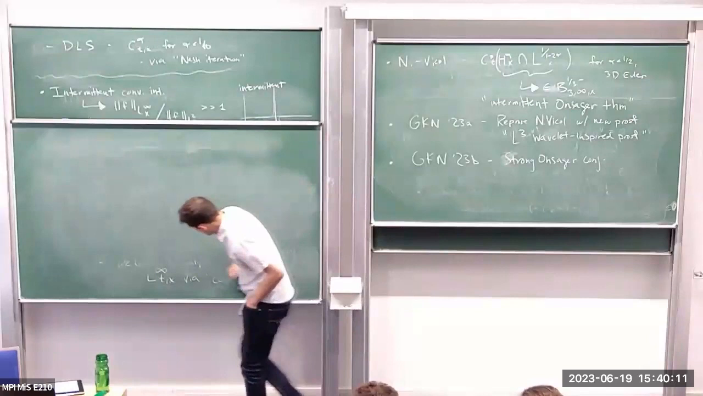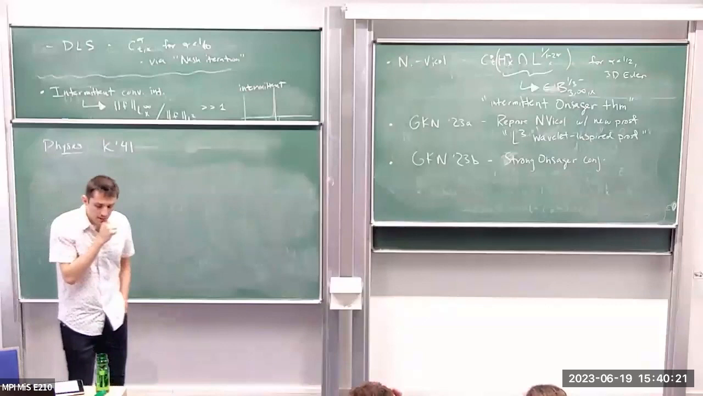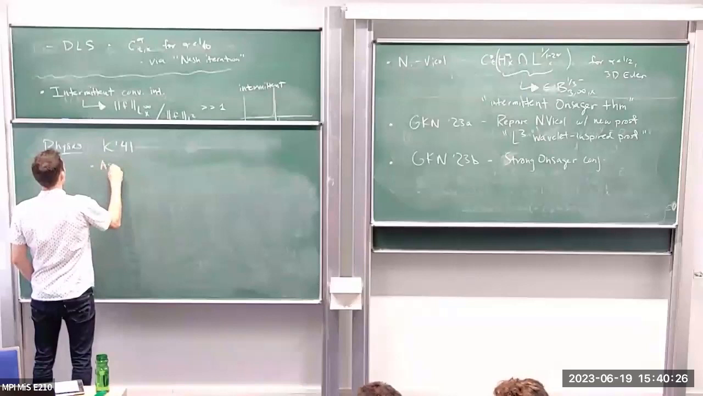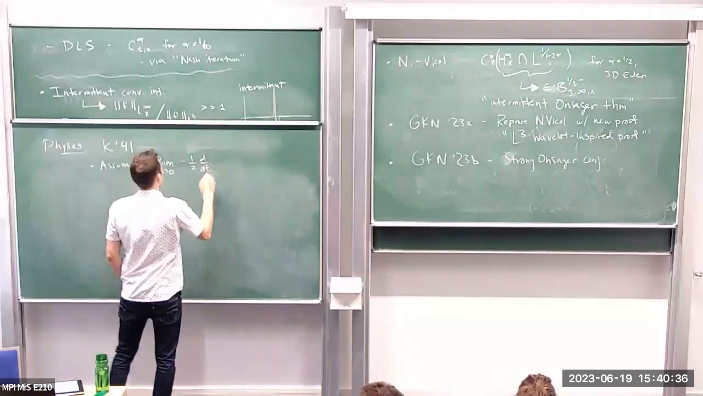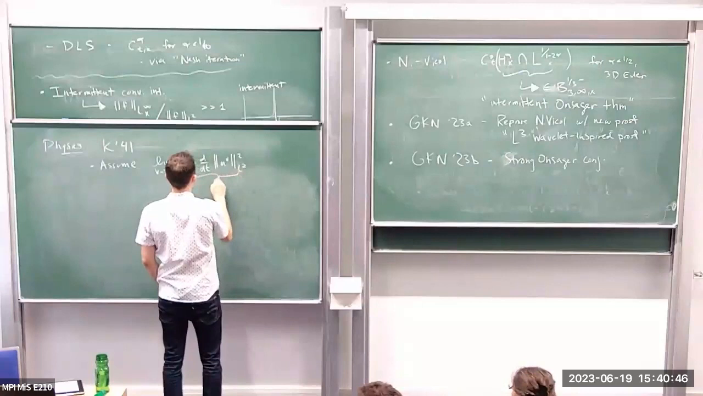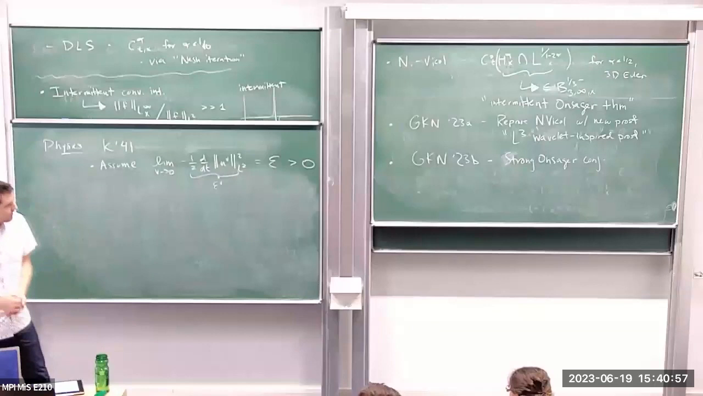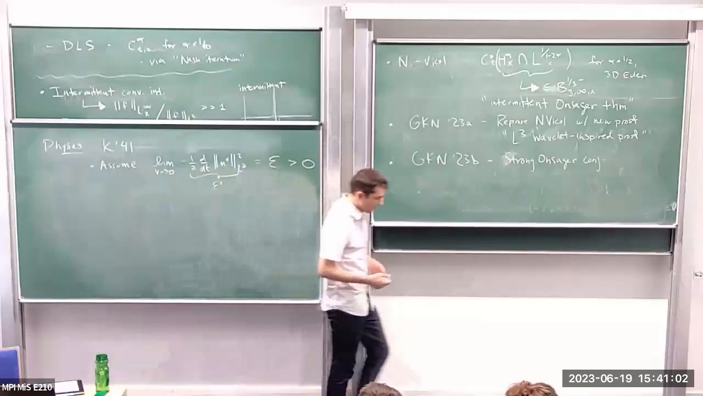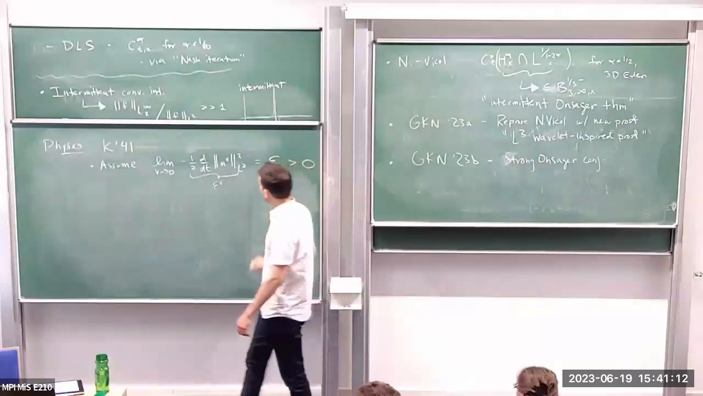So the physics discussion starts with Kolmogorov's 1941 phenomenological theory of turbulence. The undergirding assumption of his theory is that if I take the limit as nu goes to zero of minus 1/2 d/dt of the L2 norm, let's call this epsilon nu, I get some number in the limit, epsilon, which is greater than zero. This is similar to Onsager's assertion that we expect dissipation even in the absence of viscosity. It says that if I compute the dissipation rate as a function of the viscosity, I get something which does not vanish.